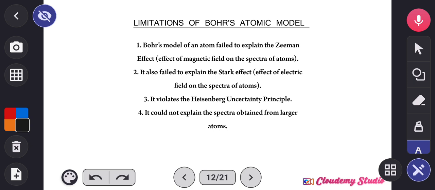What you are seeing right now on the screen is the limitations of Bohr's atomic model: the Stark effect, the Heisenberg uncertainty principle, and it could not explain the spectra obtained from large atoms because it can only explain the spectra obtained from the hydrogen atom only.